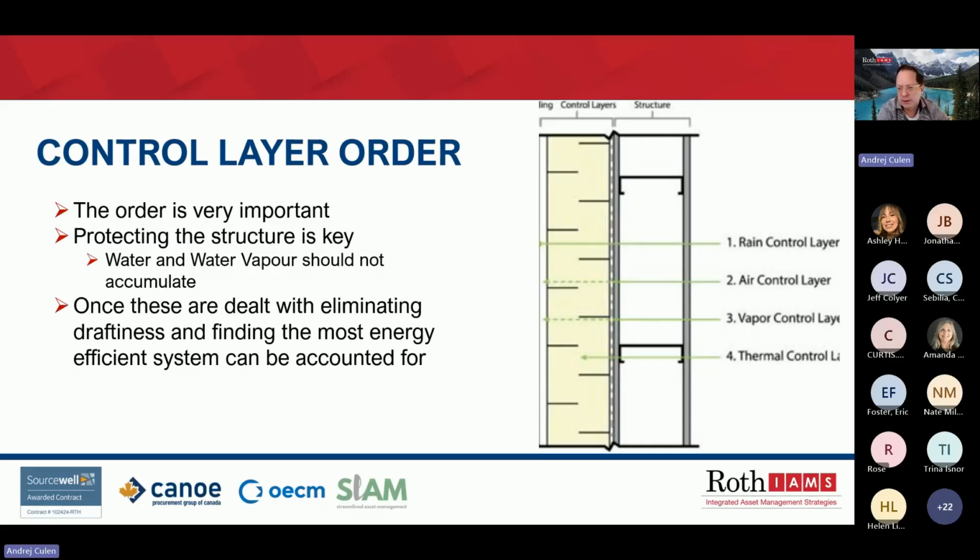So first we need a wall that is structurally sound, a wall that does not get wet. Once these immediate concerns are dealt with, to eliminate that threat to the structure itself, we can concentrate on dealing with the levels of comfort in dealing with draftiness and energy efficiency. So let's look at the layers a little closer.